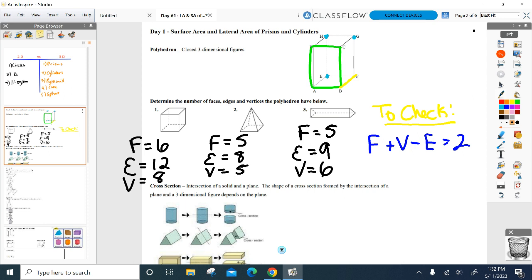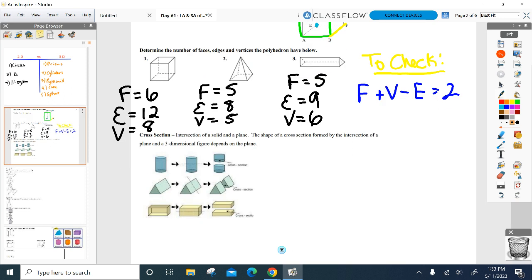Now, just a warning, I would not use this check, let's say, if you found the number of faces and edges and you're using this to find the number of vertices. I wouldn't do it that way because what happens if one of these is wrong? I would find all 3 and then use your check. All right, so Leonard Euler, props to you.